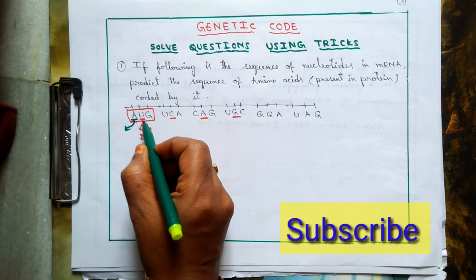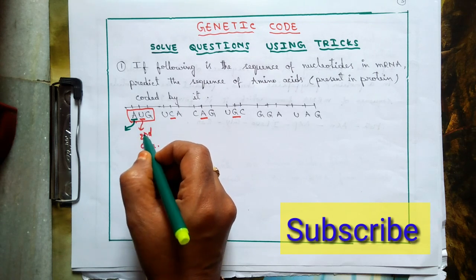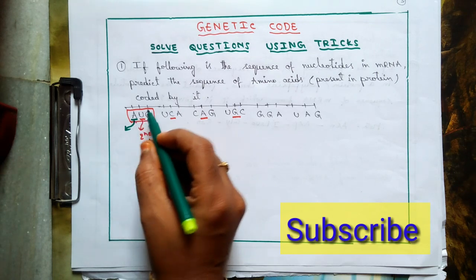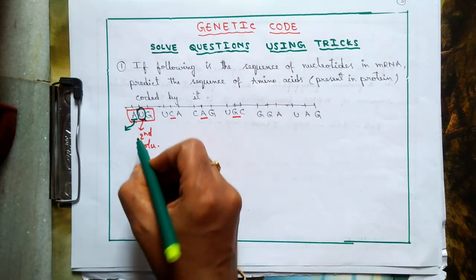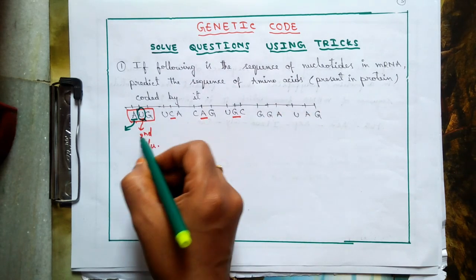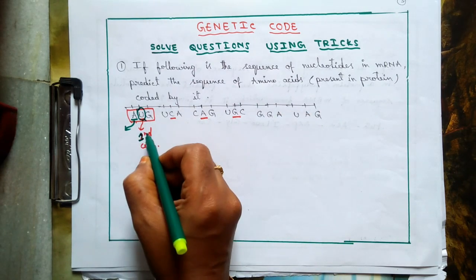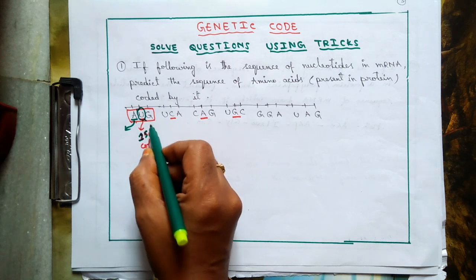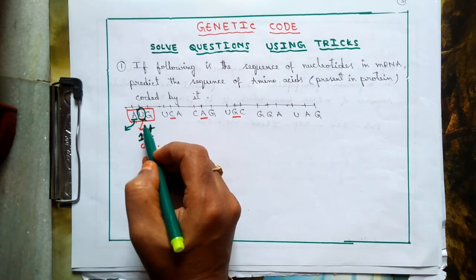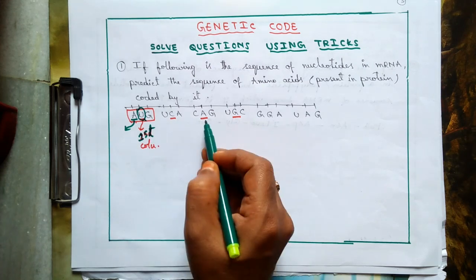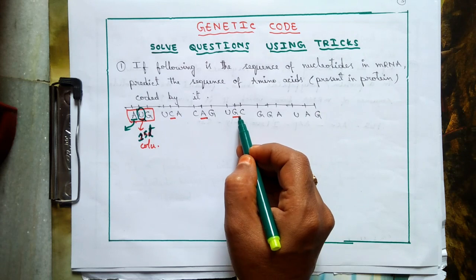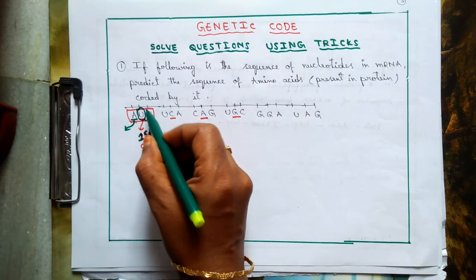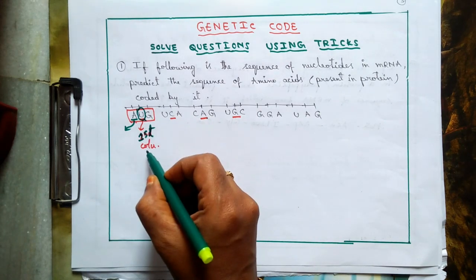The first trick I gave you is to find the column in which this triplet codon is present. We can find it by observing the second base. If the second base is U, it is present in the first column. If the second base is C, it is present in the second column. If the second base is A, it is present in the third column. If the second base is G, it is present in the fourth column. So as the second base is U, it is present in the first column.